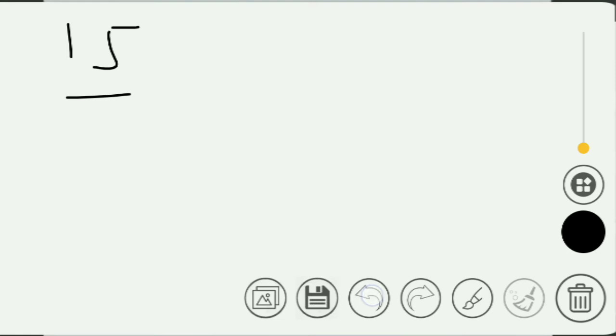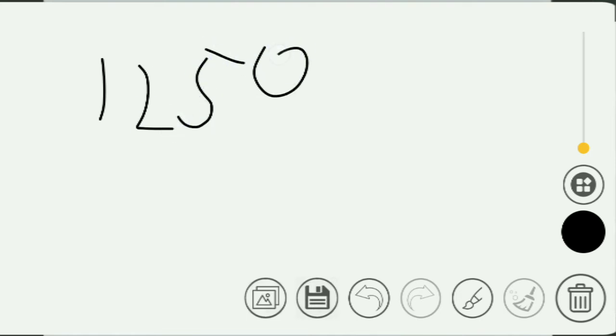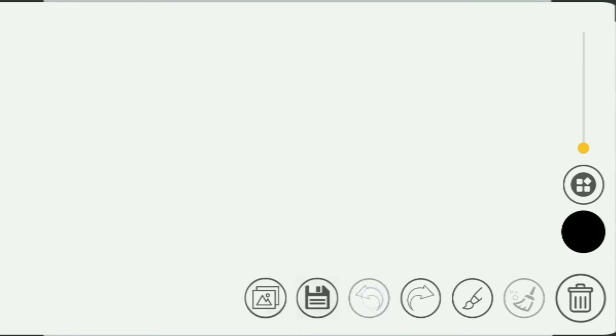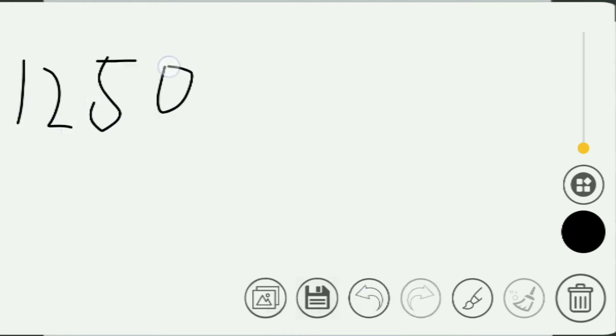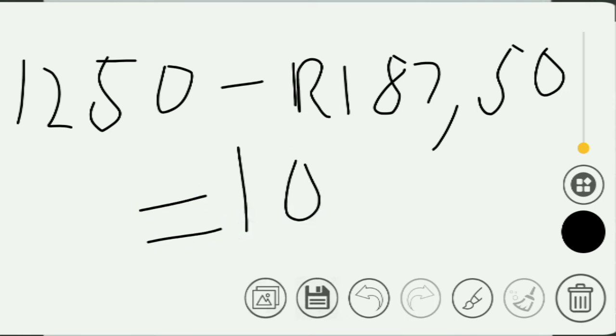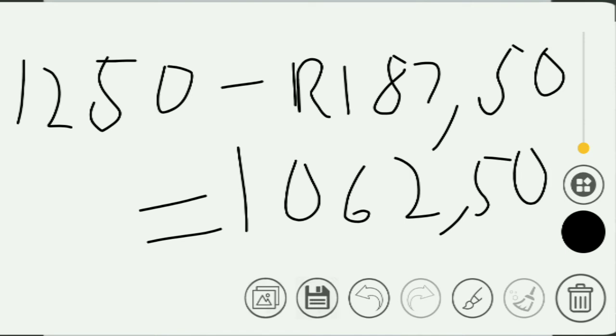Now we're going to check the after one. So we're going to say 1,250 minus 187.50, which is the final answer, will be 1,062.50. This is it, guys. This is the final answer.